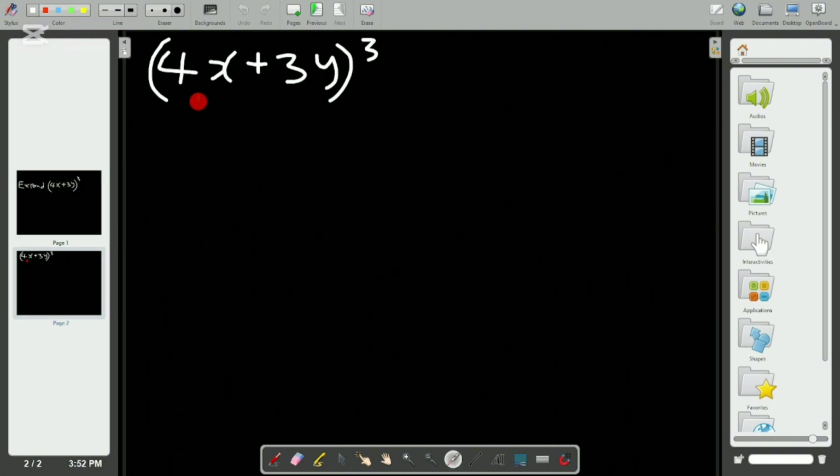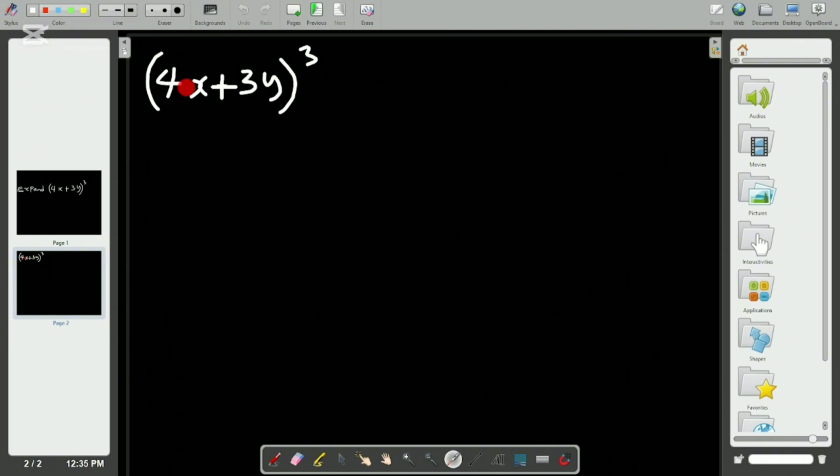Now, if you look at it, you have 4x here, which is the first term, and then we have 3y, which is the second term. So that is how we refer to it as a binomial. Let's dive into the question. The first term here is 4x, and the second term is 3y. So the two of them make up what we call a binomial expression.